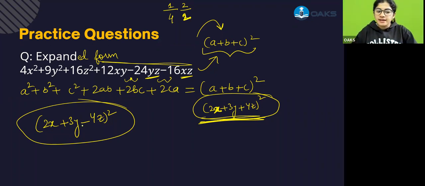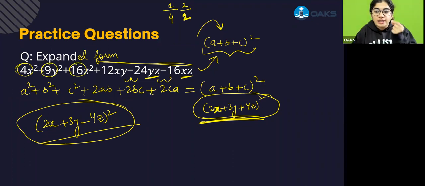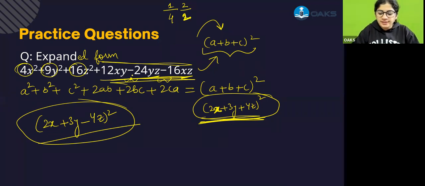Now, this is the correct answer, that is 2x plus 3y minus 4z. You got your a, b and c here. You just need to check the negative sign from these three. Okay. So for this question, nobody is getting the points.